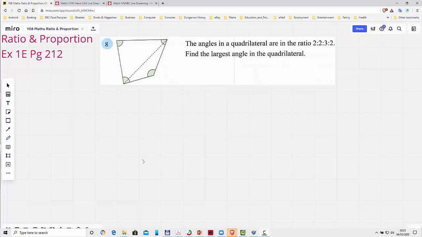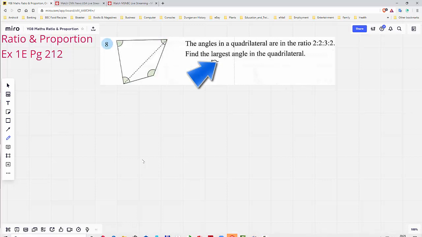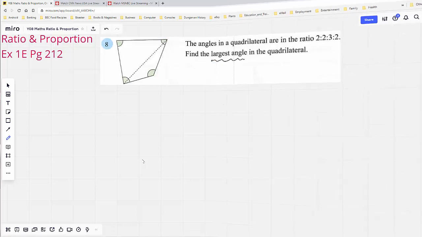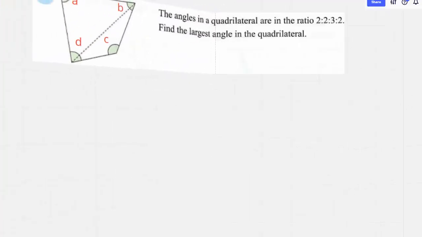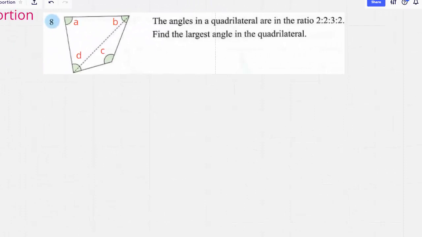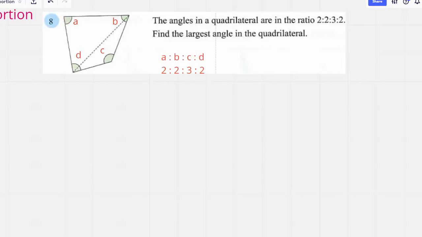In question 8 we're dealing with a quadrilateral, and the angles of the quadrilateral are in the ratio of 2 to 2 to 3 to 2. We've got to find the largest angle in the quadrilateral. Once again, for completeness, I've labelled the angles A, B, C and D. I'm going to assume that the ratios go A, B, C, D, 2, 2, 3, 2.